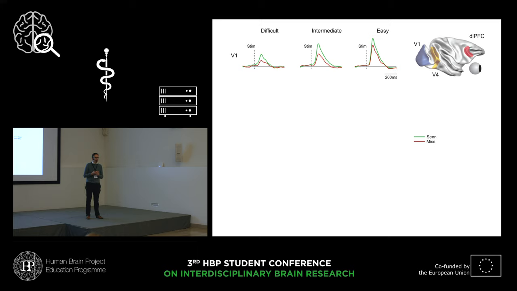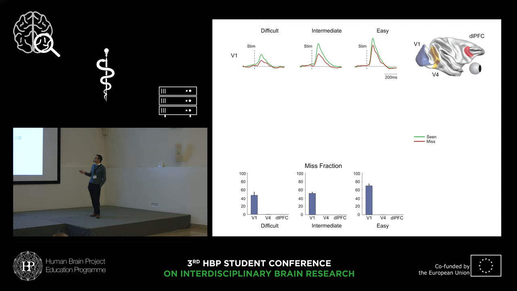You see that the difference, at least proportionally, becomes less for the stimuli with more contrast. And we quantify that as a miss fraction. That's the amount of activity that remains on the miss trials compared to the hit trials.